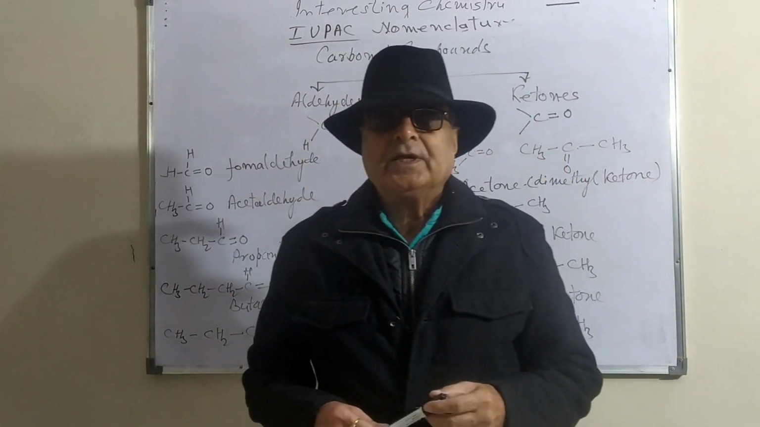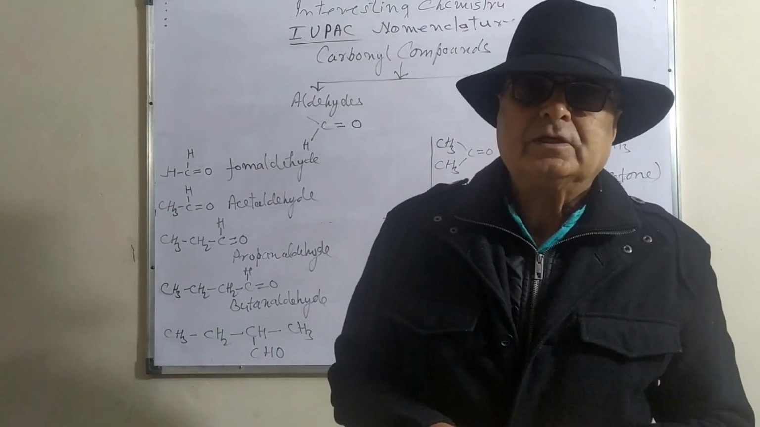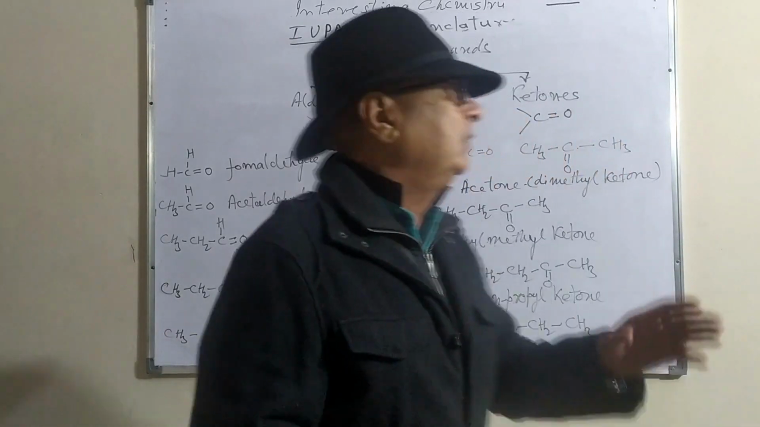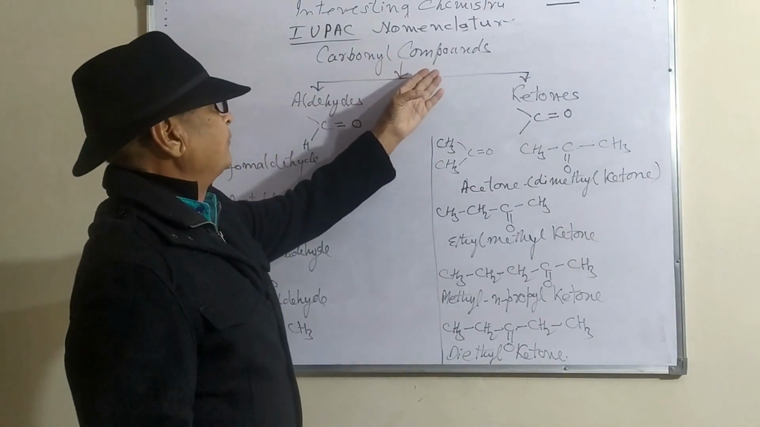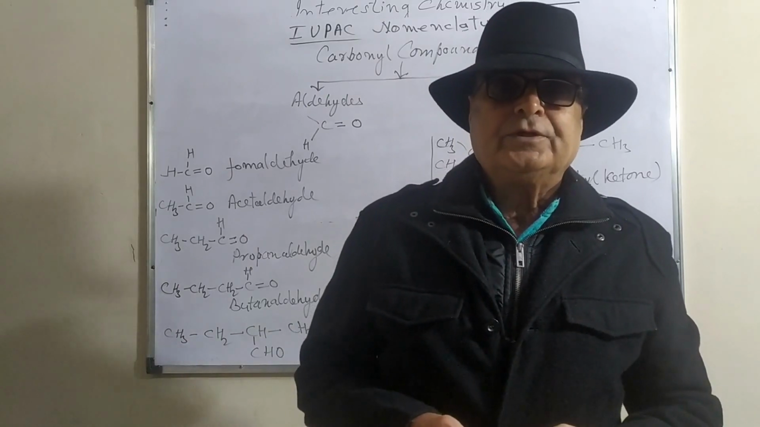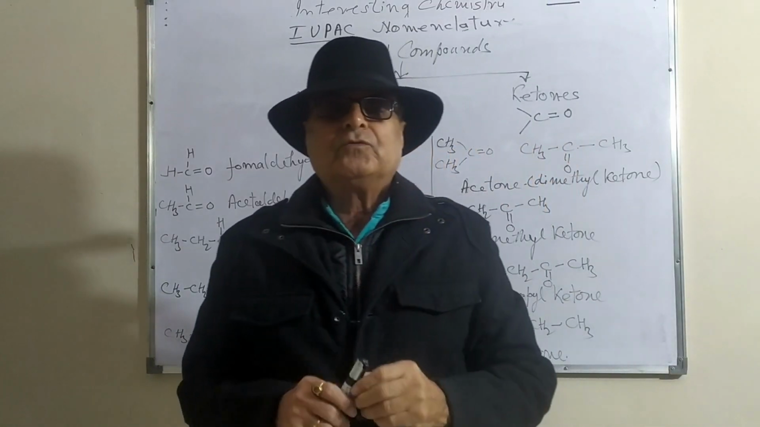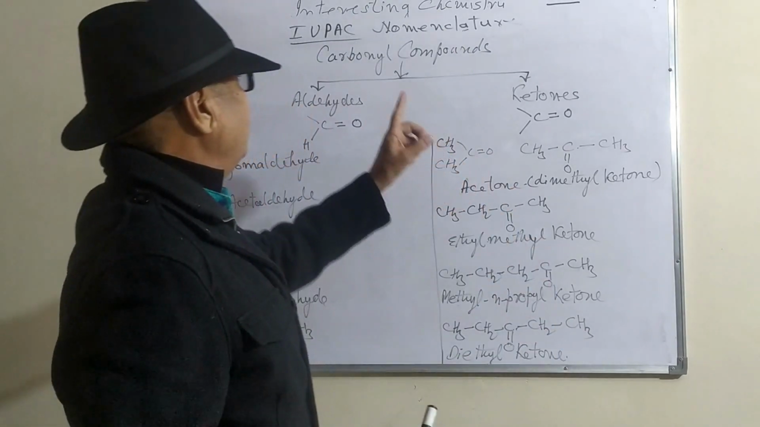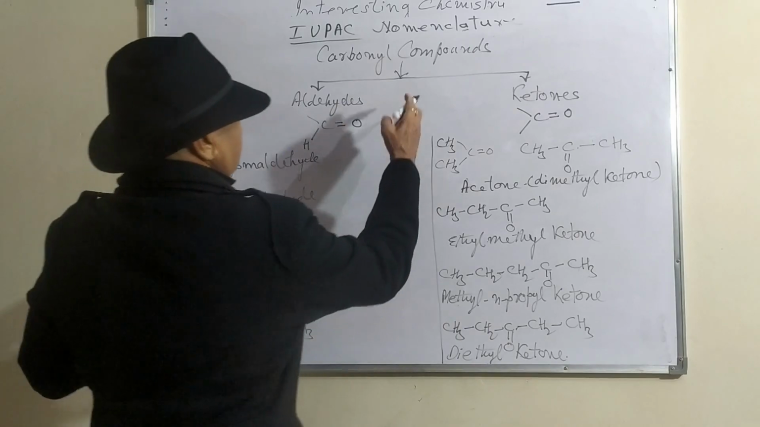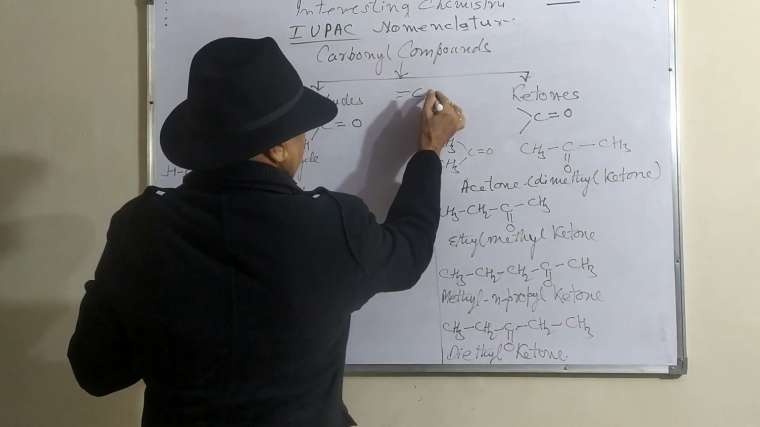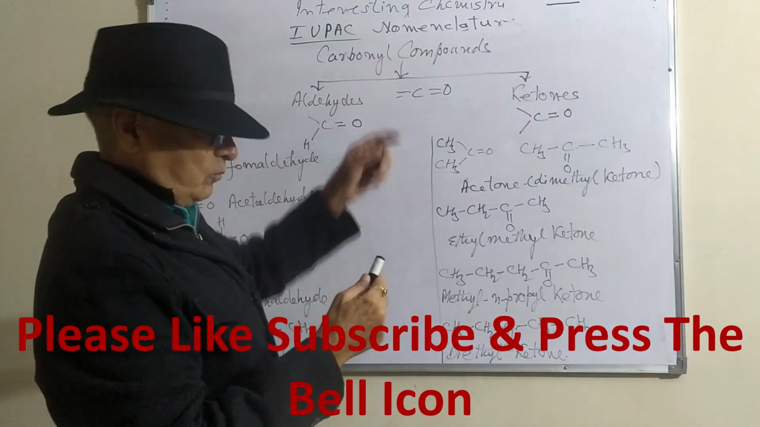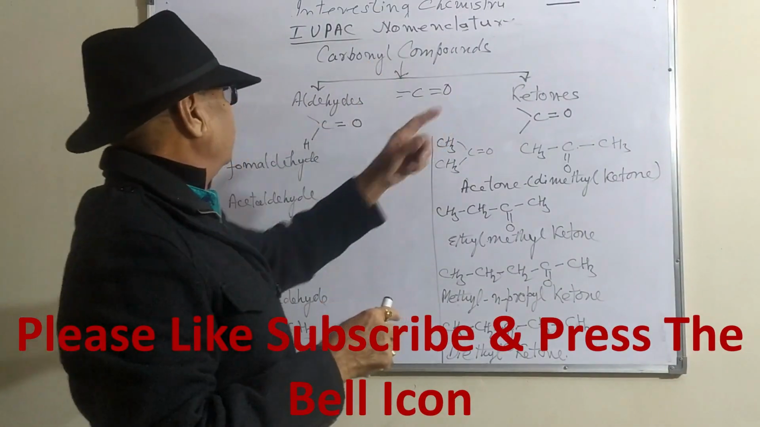Hello students, in continuation of the IUPAC nomenclature, today I am going to tell you about the nomenclature of carbonyl compounds. So the first question arises: what are carbonyl compounds? Those compounds that have the C=O group, only the C=O group. This is the carbonyl group, and those compounds are called carbonyl compounds.